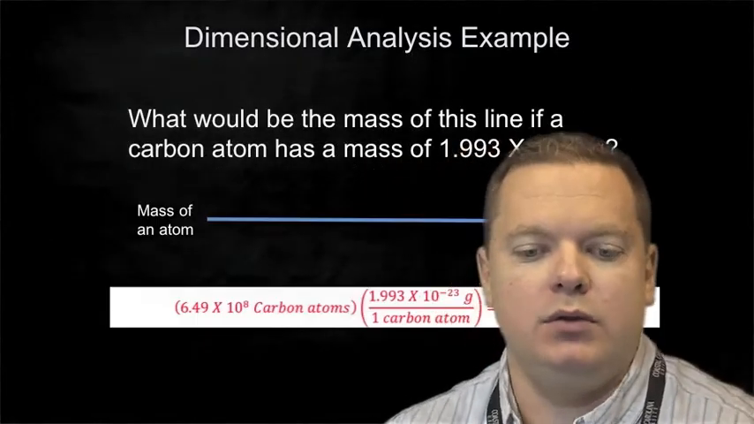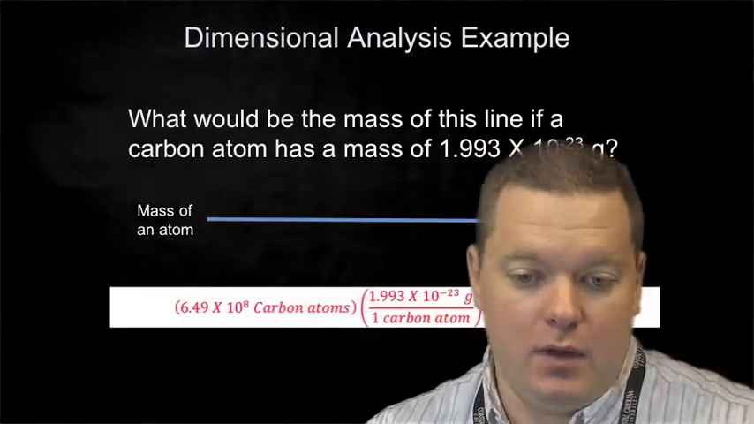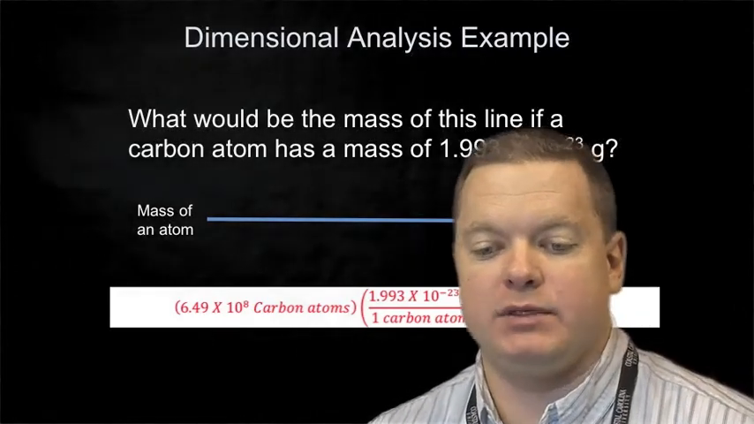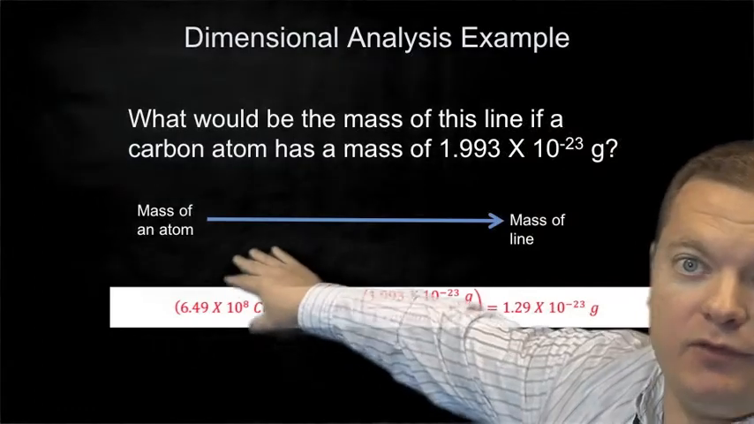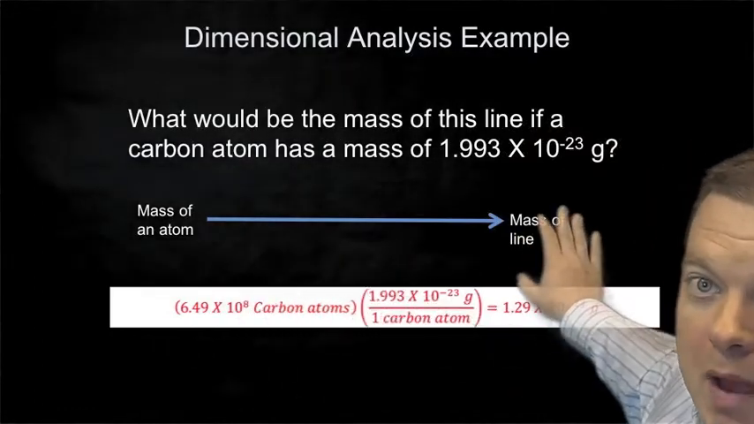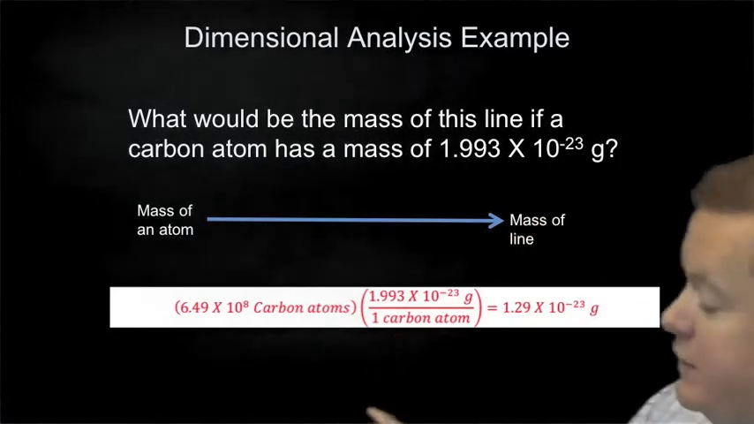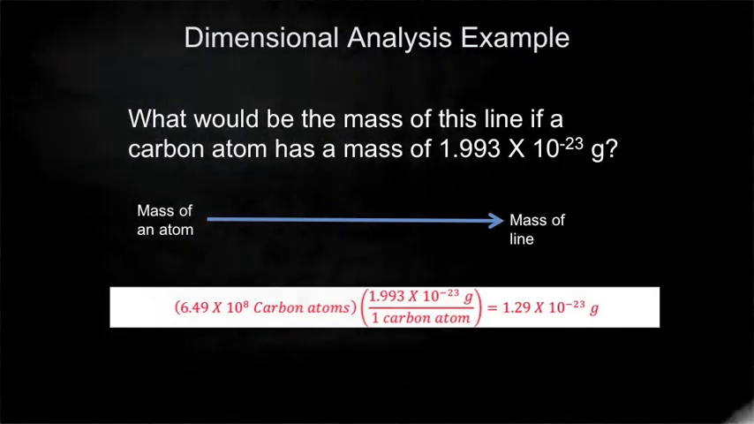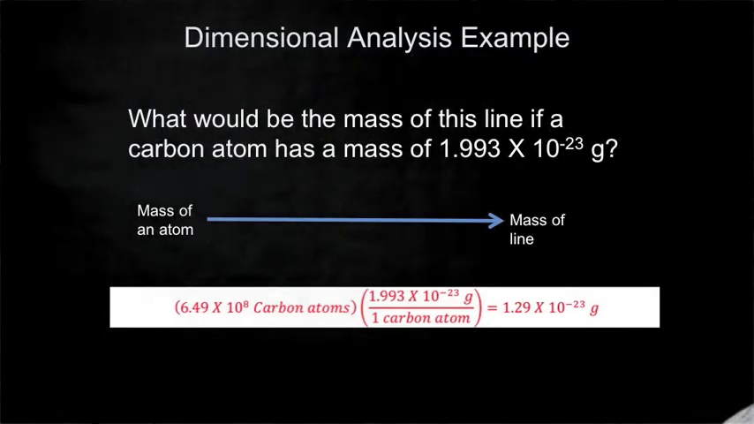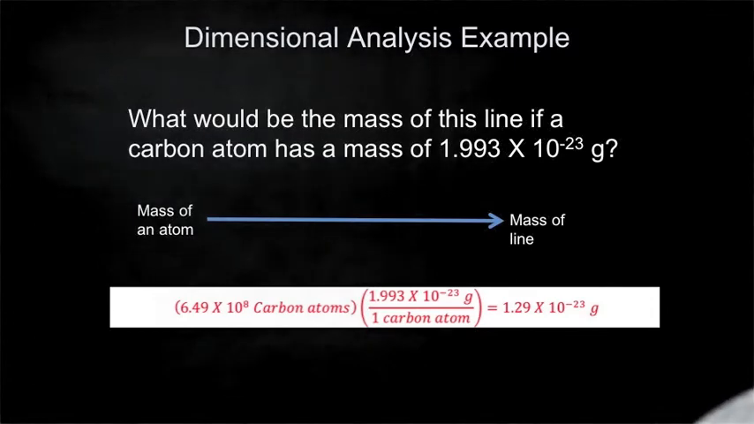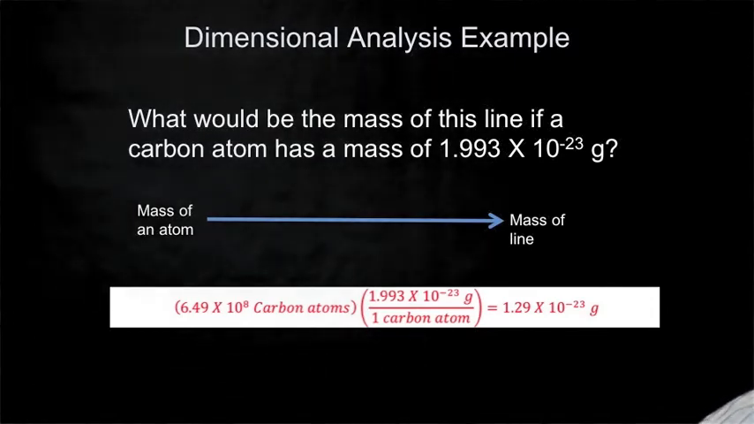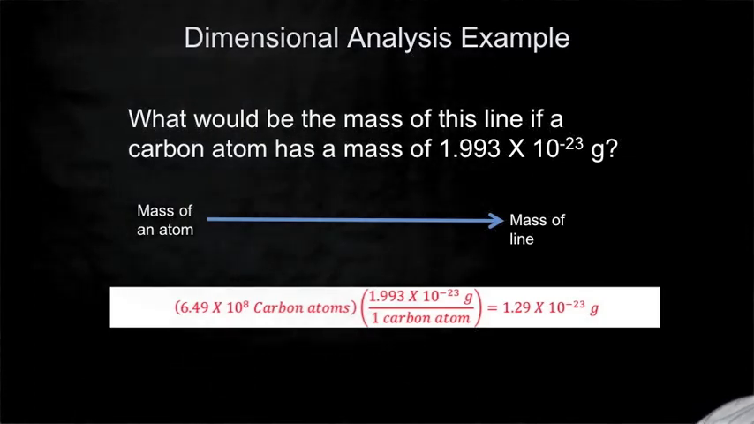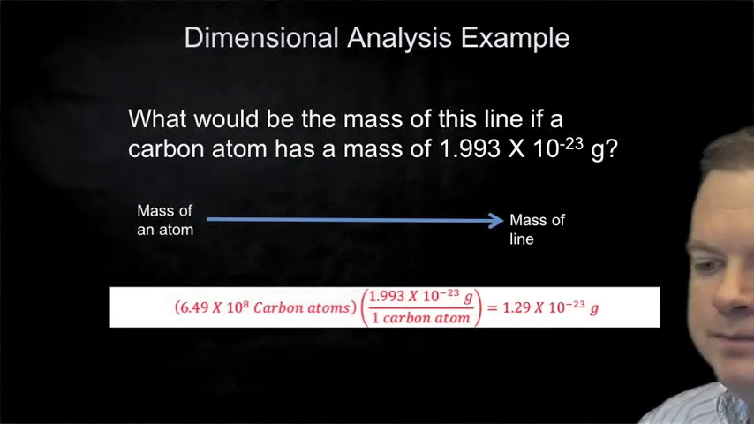All right, let's look at one more. What would be the mass of a line if a carbon atom has a mass of 1.993 times 10 to the negative 3 grams? Again, the process we want is to go from mass of an atom to mass of the line. And we can see here we're going to do that in one step. We can take our 6.49 times 10 to the 8th carbon atoms we had before, multiply by this conversion that 1.993 times 10 to the negative 3 grams is 1 carbon atom. Carbon atoms cancel out, and we're left with 1.29 times 10 to the negative 3 grams.